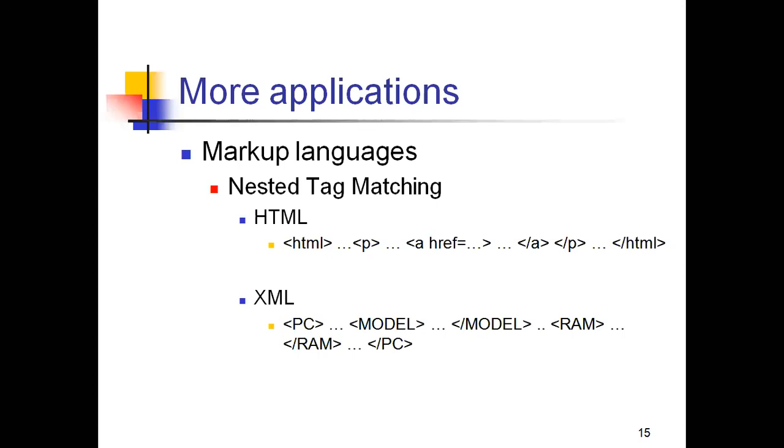Coming to more applications, we can also use CFLs or CFGs in markup languages, which I already explained in the last class. In markup languages like XML we use context-free grammars, as well as in nested tag matching. These are examples of nested tag matching. If it is HTML, this is the way of representing a nested tag matching, and if it is XML, this is the way of representing nested tag matching. So these are the applications of both context-free languages and context-free grammars.